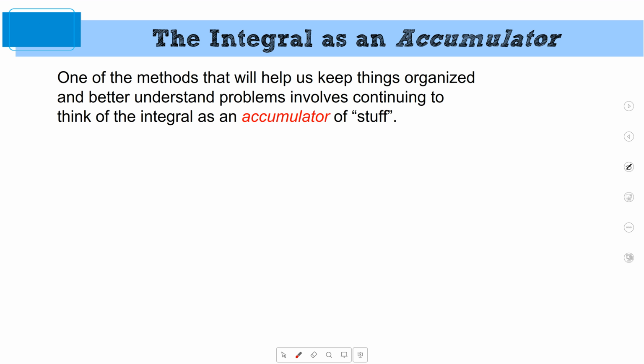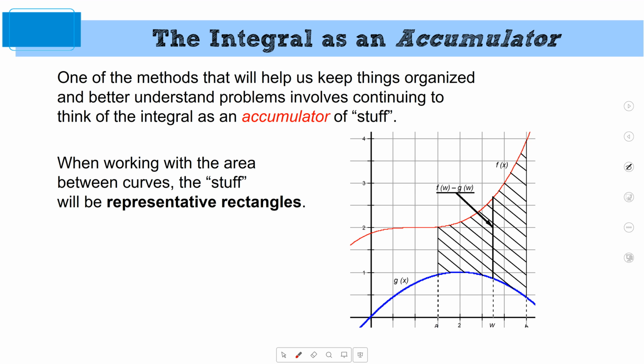Now, this is where things get weird. I would assume everybody was able to find the answer to the exploration problem. But as things get more complicated, I have a process in place that will help you as we move through these problems. It's called a representative rectangle.